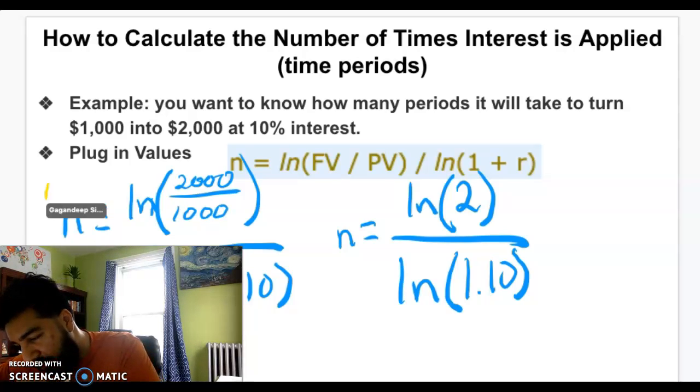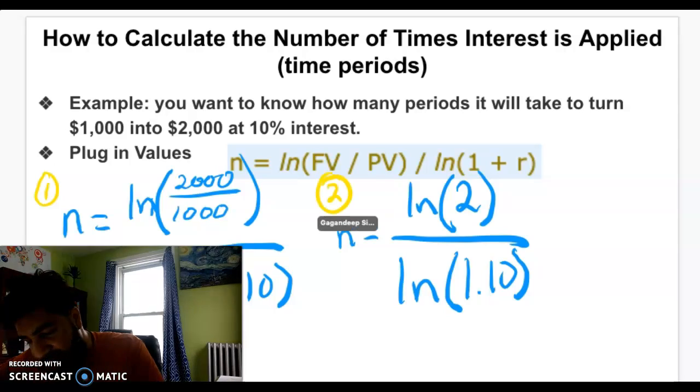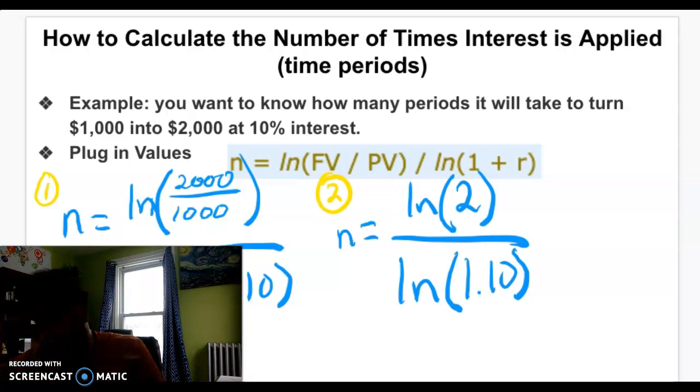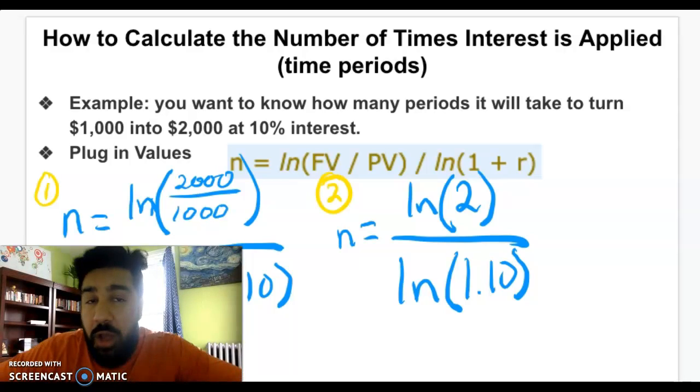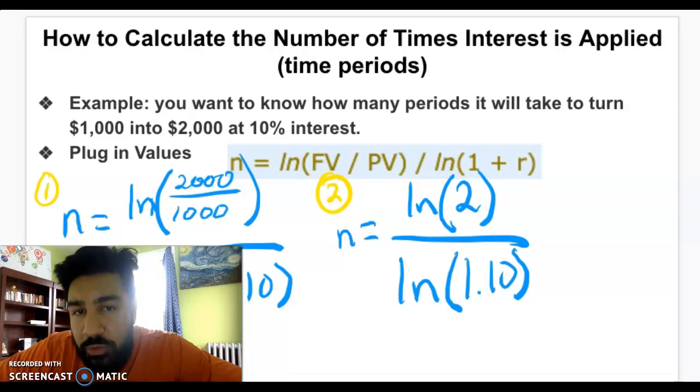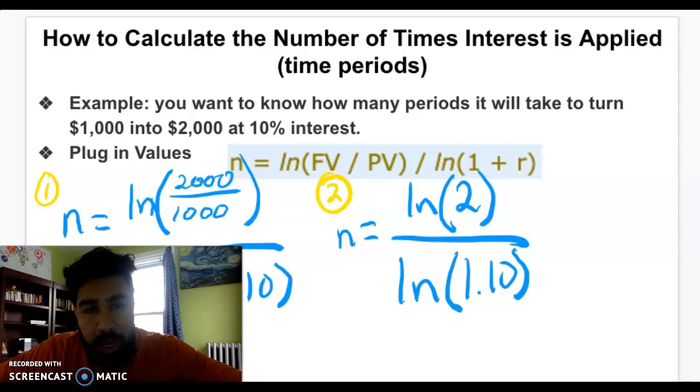And just so nobody gets confused, this is our first step. This is our second step. Now all I really need to do is plug that into my calculator and I'm good to go. Remember, like I said before, you can use the log or you can use the ln button. I'm going to use the ln button for right now.